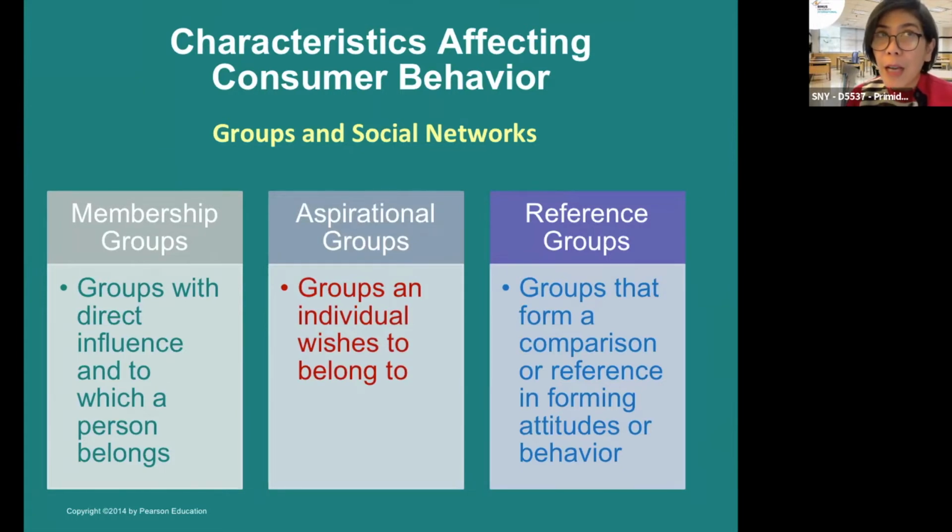So there are times when we turn to our reference group, and then there are times when we don't. Simply, if we're logical enough, we decide for ourselves, looking at whether we need that product or not. Correct?